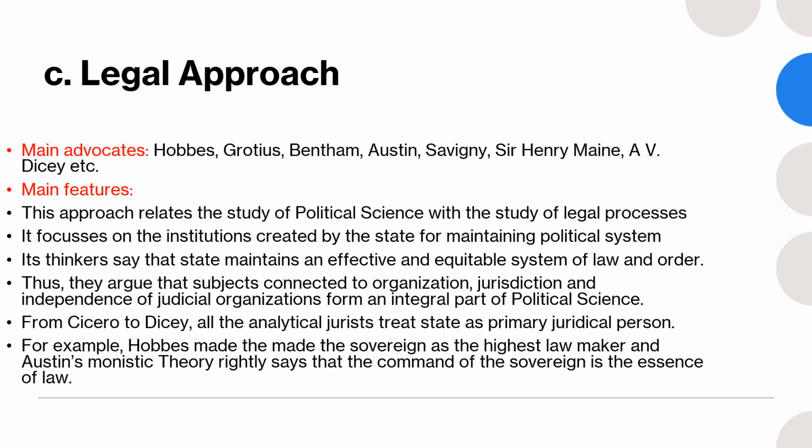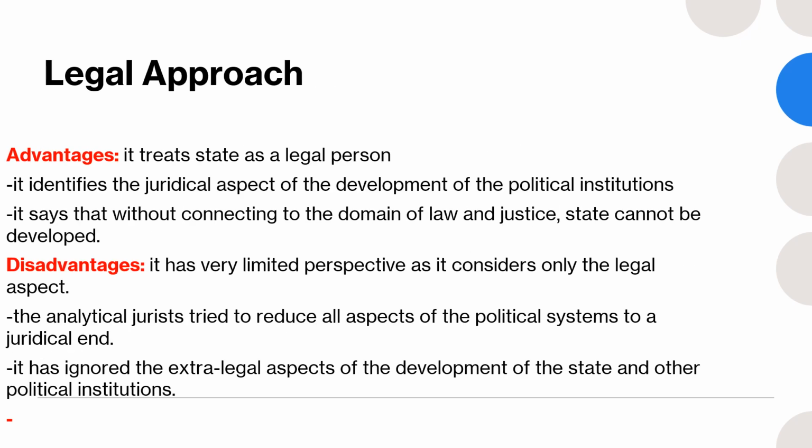Next, from Cicero to Dicey, all the analytical jurists treat the state as a primary juridical person. For example, Hobbes made the sovereign the highest lawmaker, and Austin's monistic theory of sovereignty rightly says that the command of the sovereign is the essence of law.